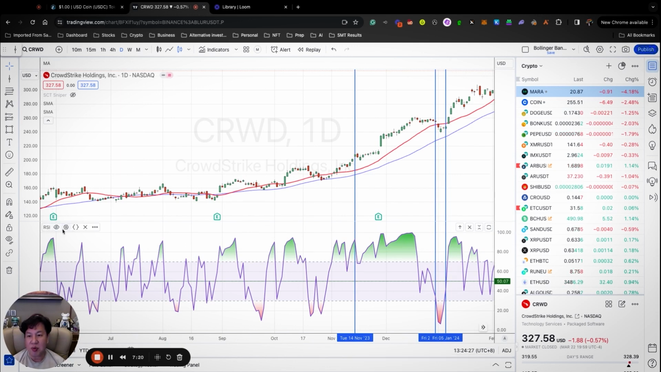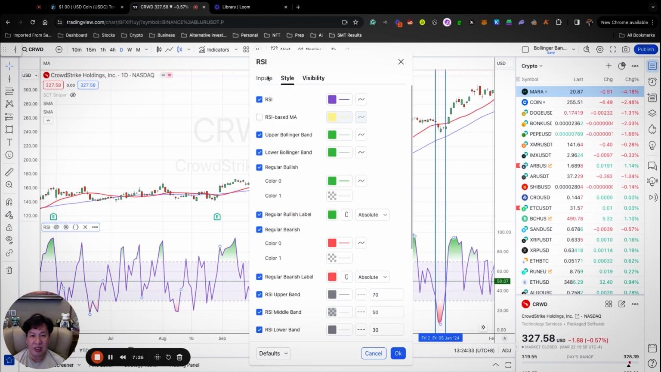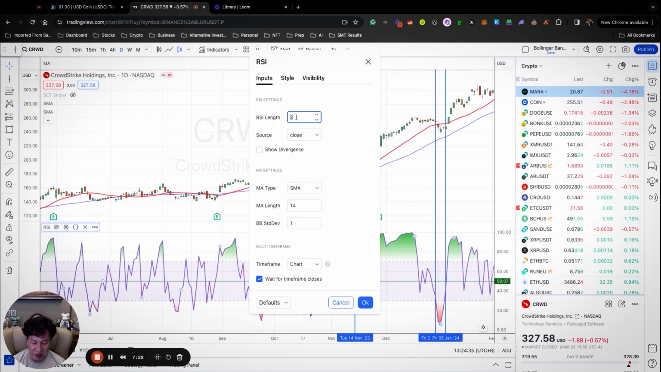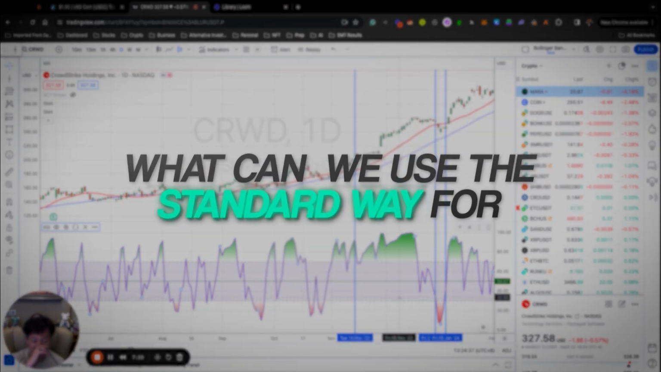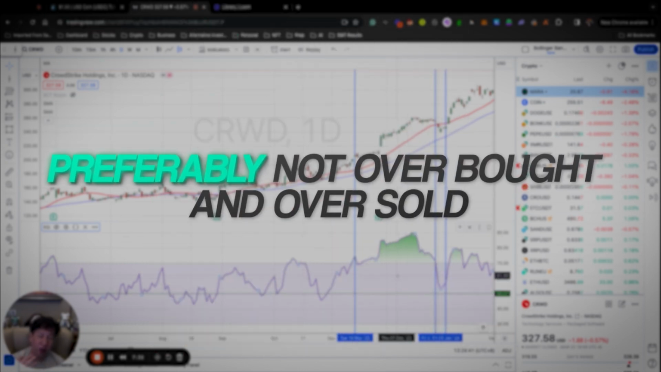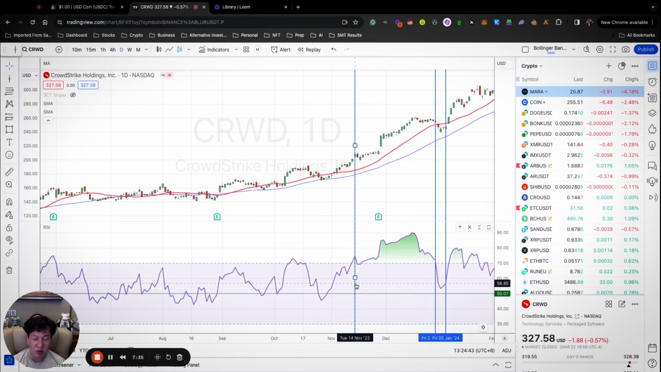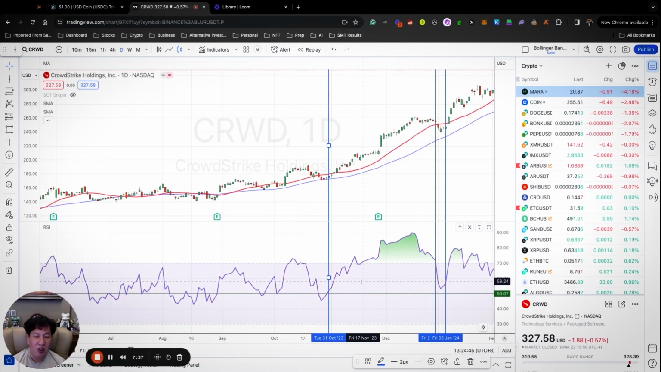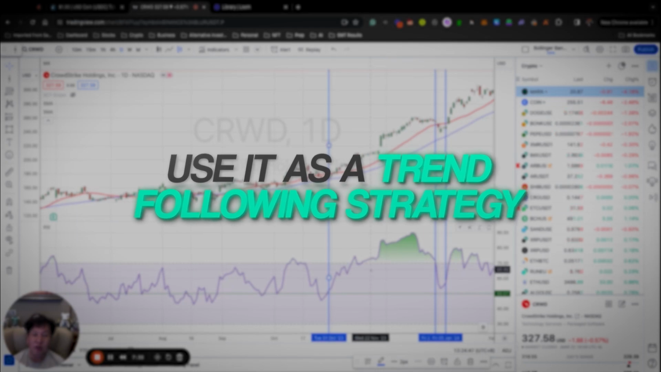Okay, so let's say for example right now, I want to use not just the overbought, oversold, I want to use it as the standard way, the 14 way. Then what can you use it for? Preferably not the normal overbought, oversold, because I will change that setting to 5. I will use it as a trend following strategy.